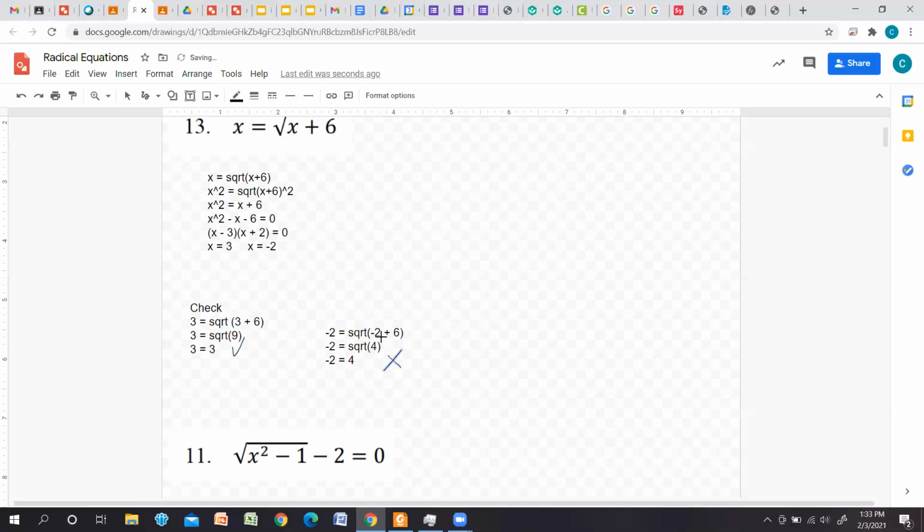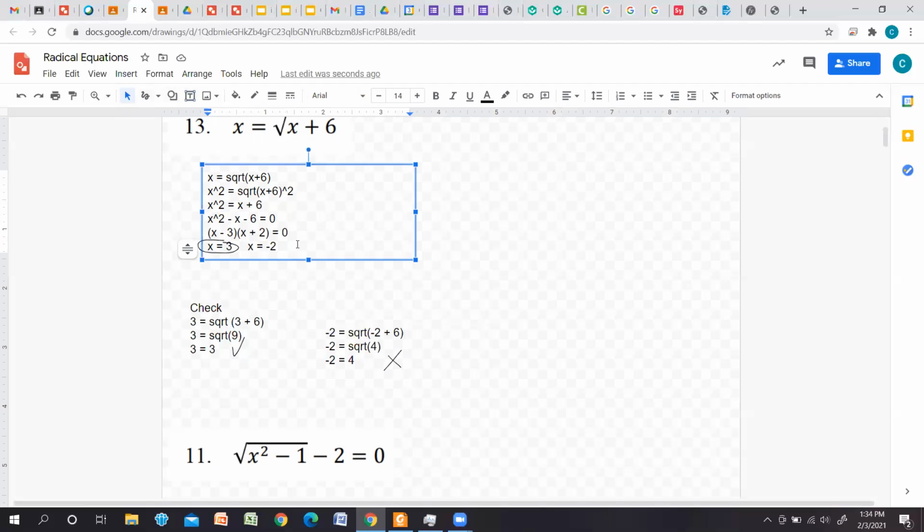So we can somehow indicate that x equals 3 is the correct solution. Let me draw that a bit better. There we go. And somehow mark this one as extraneous: x equals negative 2 is extraneous. So we only have one solution for this. This one's extraneous. So this answer is x equals 3.